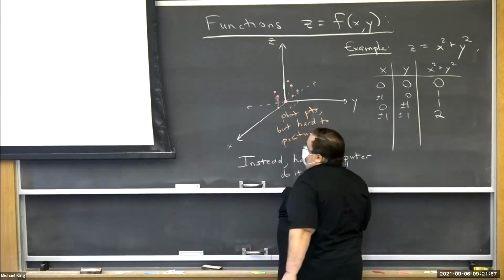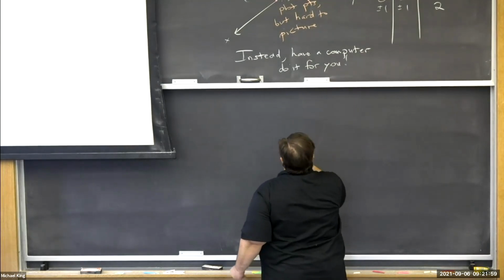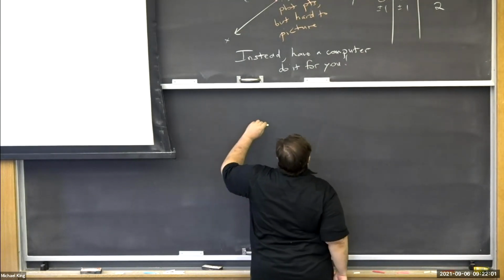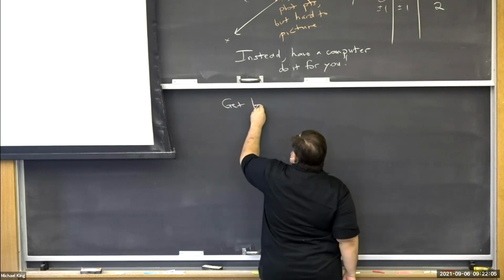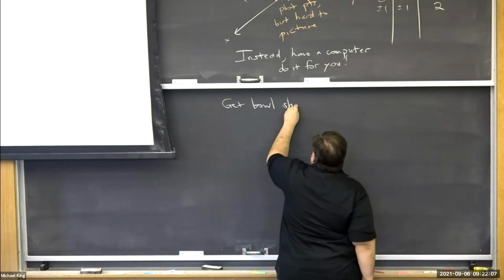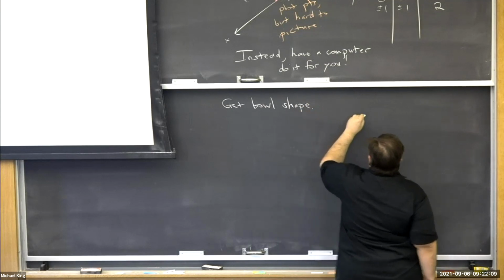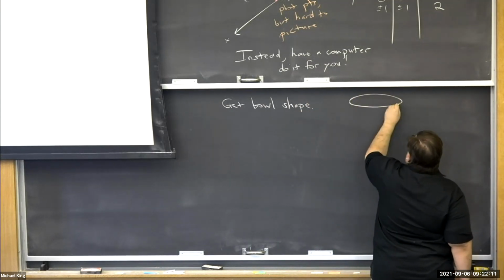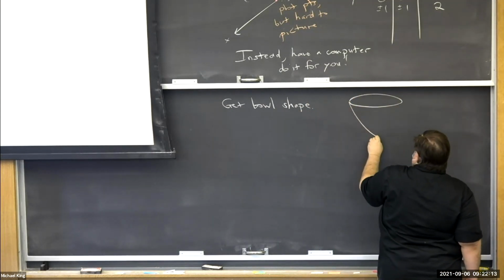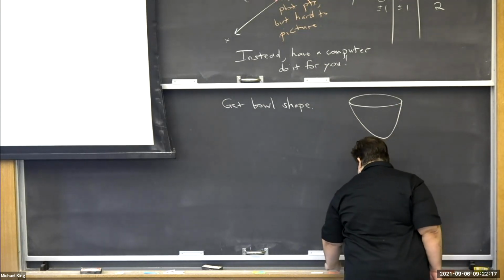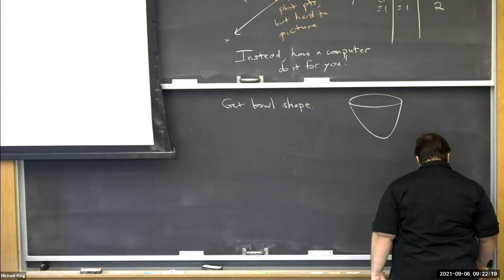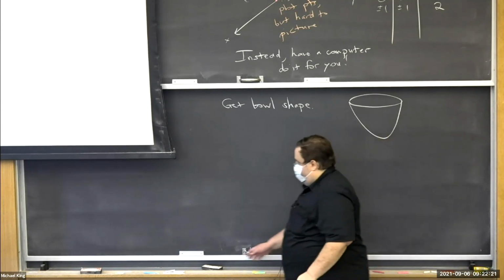But the question you might want to ask yourself is why does it have the shape that it has? So we get this bowl shape that you saw on the screen. You can try to draw maybe something like this. Oh, that's not bad. It's a little lopsided. Drawing skills have faded a little bit.